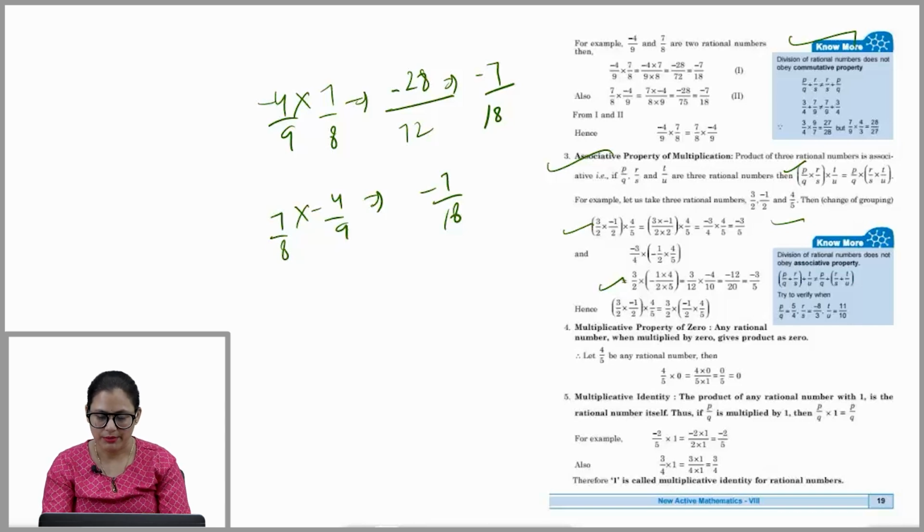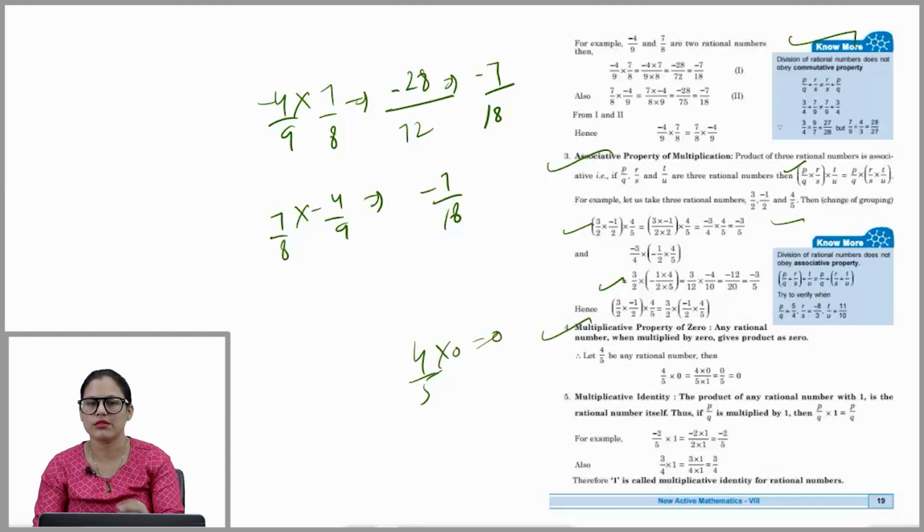Okay. Number 4, multiplicative property of 0. Any rational number when multiplied by 0 gives product 0. Let 4/5 be any rational number. Thus 4/5 times 0 is what? 0. No matter how big the number is, the product is always 0.